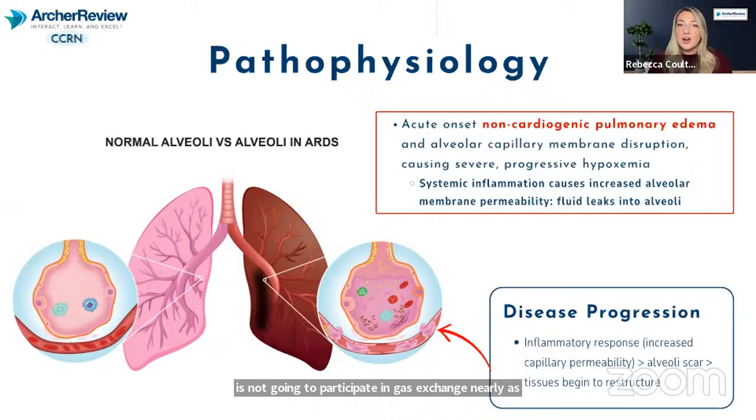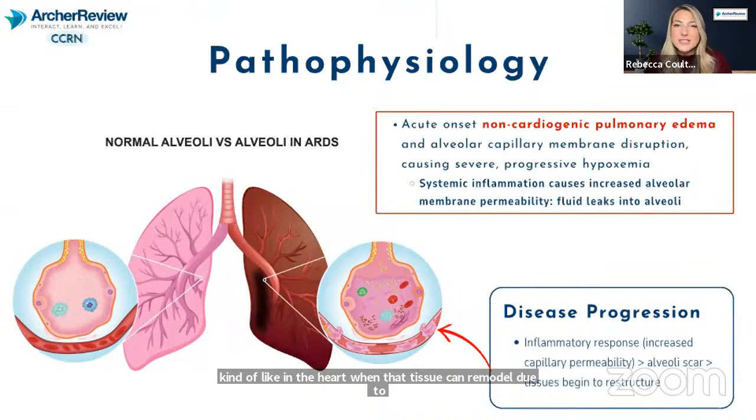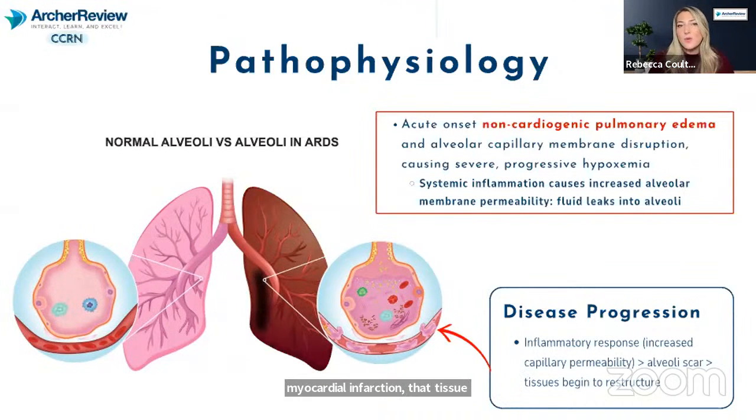It's kind of like in the heart when that tissue can remodel due to myocardial infarction, that tissue doesn't carry electricity as well, it doesn't squeeze as well, and it's a reason that a lot of our patients go into different types of heart failure. The same thing exists with ARDS. And if we let this progress and that tissue starts to scar, that tissue is not going to participate in gas exchange the same way really ever again. So we have to treat ARDS quickly.